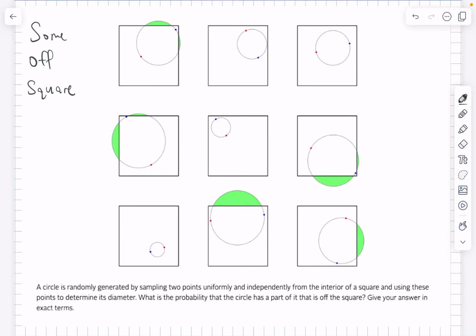Hey everyone, welcome. Today we're working on a very difficult problem called sum of squares. This question is the February 2024 Jane Street Challenge, and it goes like this.